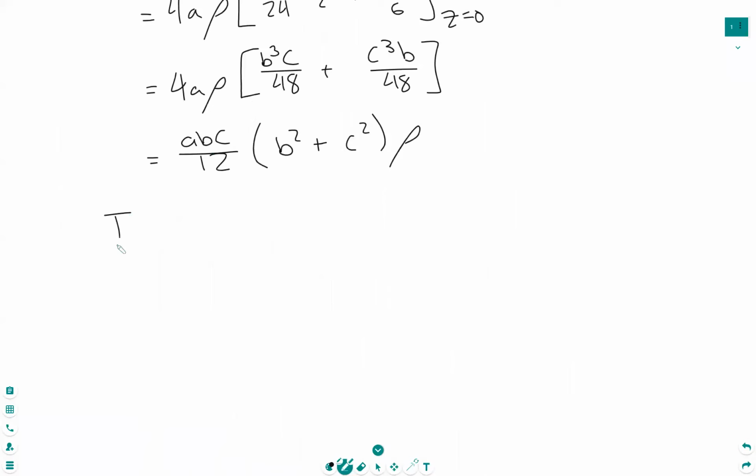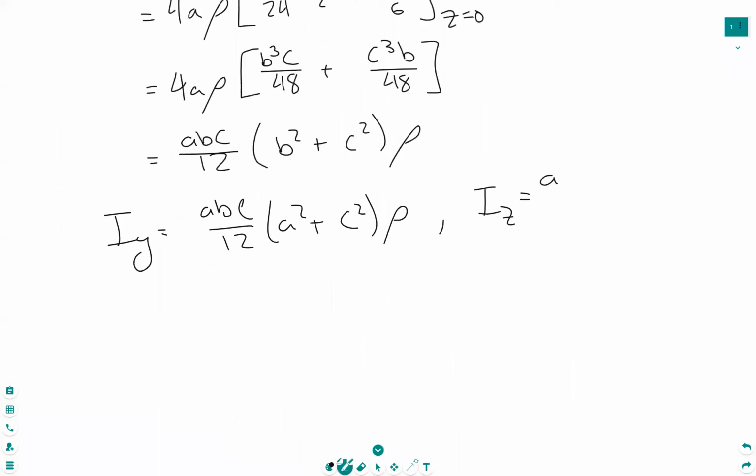So it turns out that Iy is equal to abc over 12 times a squared plus c squared times rho, and Iz is equal to abc over 12 times a squared plus b squared times rho.